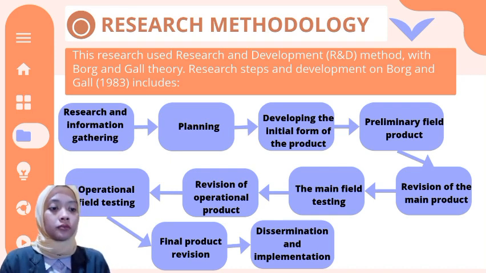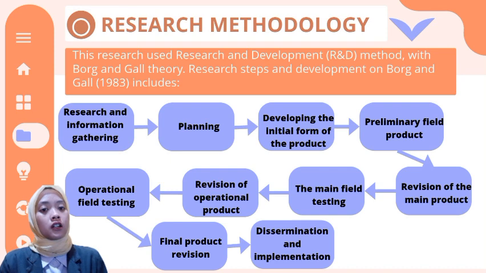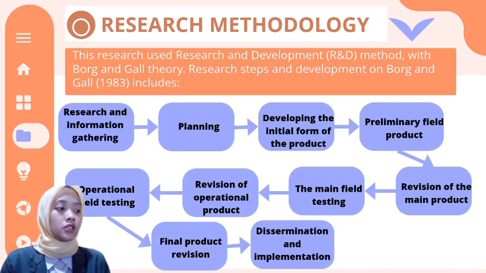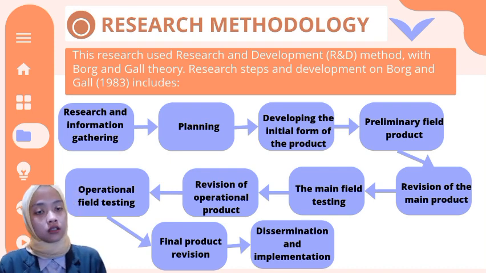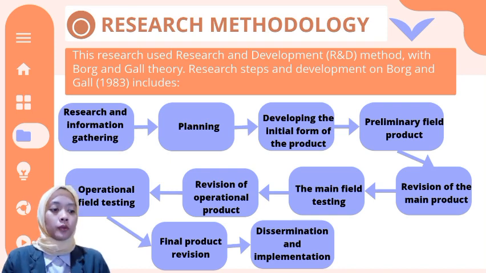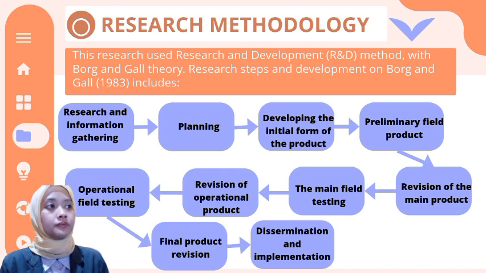Second is planning. In this step, compiling a research plan which includes formulating skills and expertise related to the problem. Third is developing the initial form of the product. In these steps, there are preparation of supporting components, preparation of guidelines, and evaluation of the feasibility of the product.